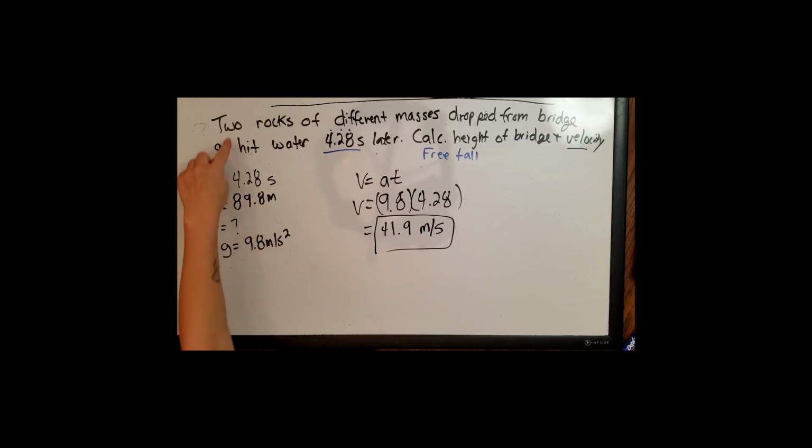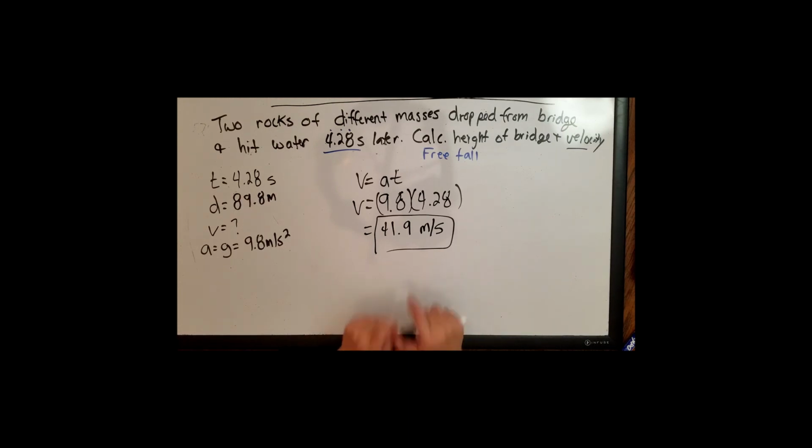Now, notice there are 2 rocks. Do we need to calculate 2 different velocities? We do not, because remember that the law of free fall, Galileo figured out, the mass does not matter. All objects will fall at the same rate. So they will have the same velocity when they hit the water. They will land at the same time.